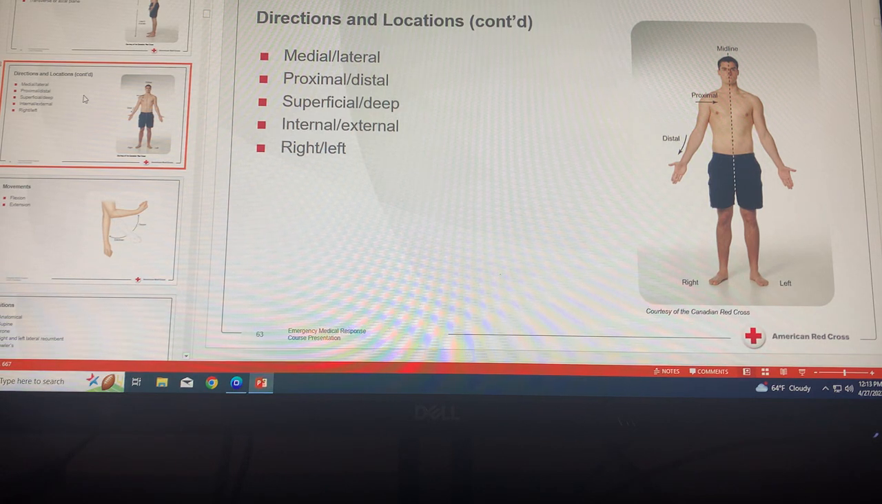Superficial/deep. Superficial refers to any part near the surface of the body. Deep refers to any part far from the surface. Internal/external. Internal refers to the inside and external to the outside of the body. Right, left. Right and left always refer to the patient's right side and left side, not yours.